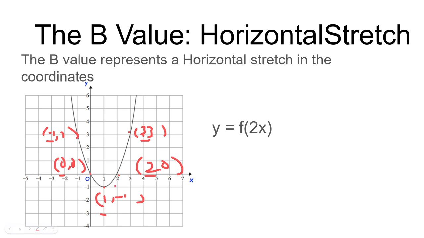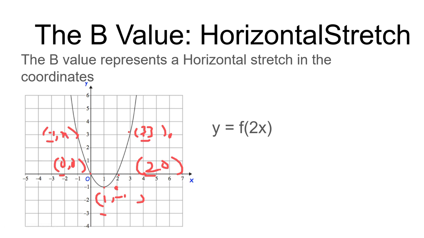So we have 2, negative 1 here, 3, 3, that would be 6, 3, 2, 0, that would be 4, 0, 0, 0, that would stay there. Negative 1, 1, that would be negative 2, 1.